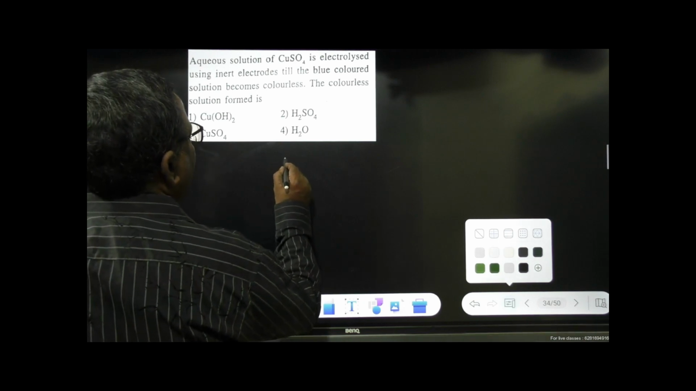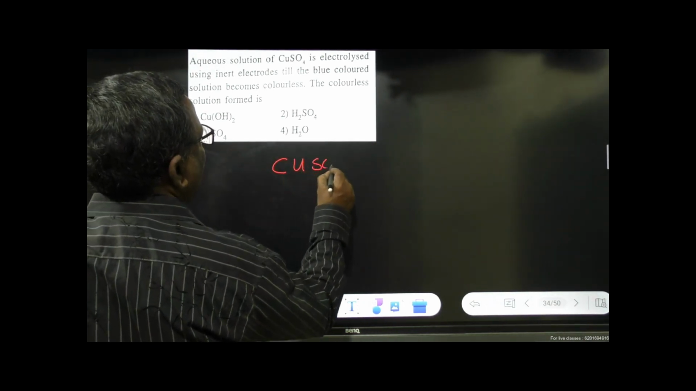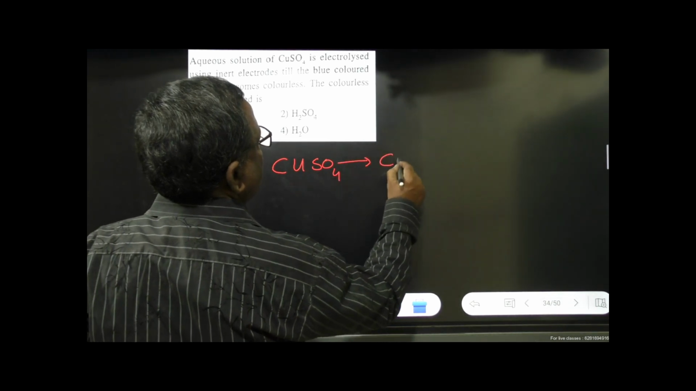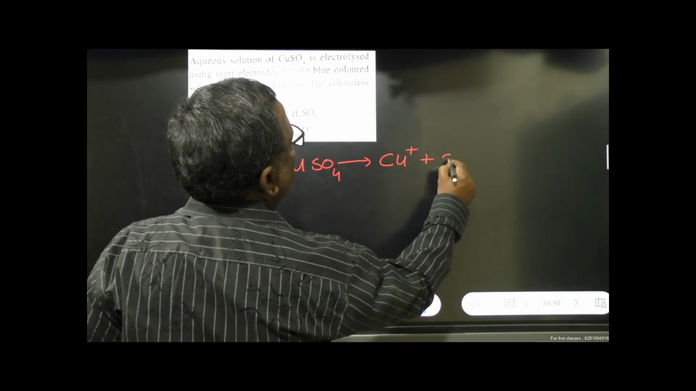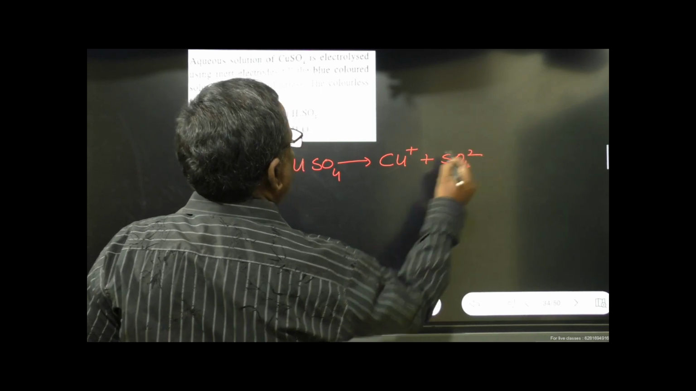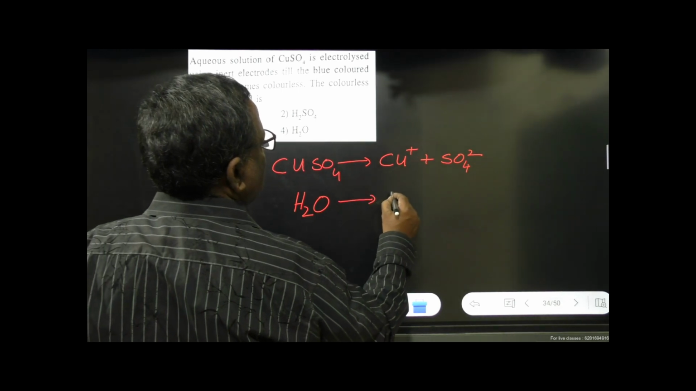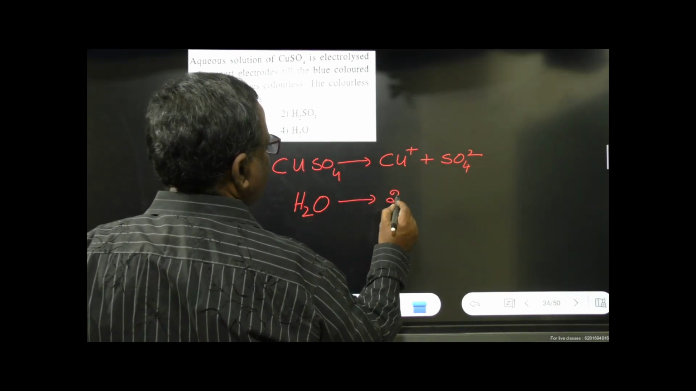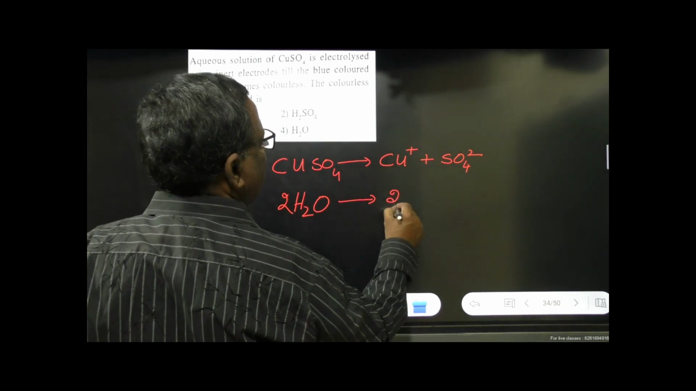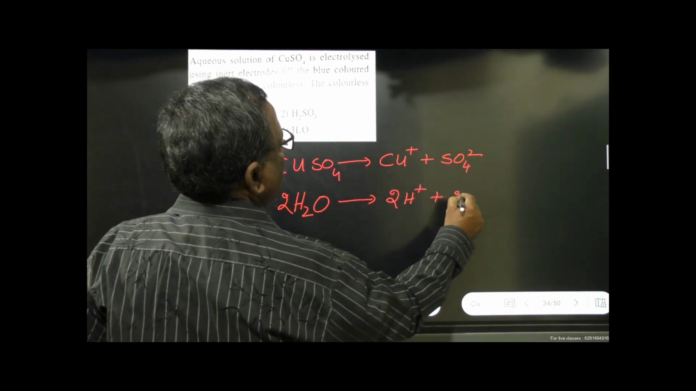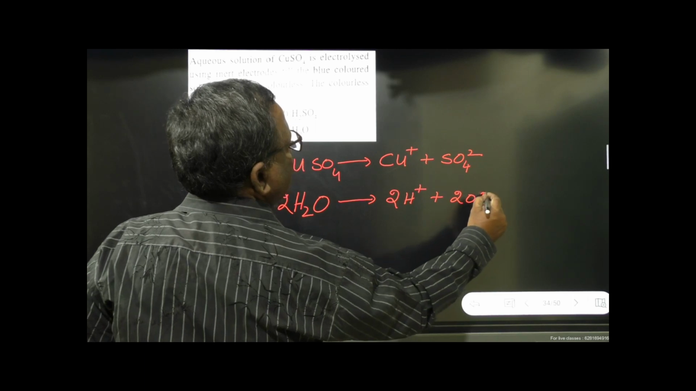Aqueous solution of CuSO4 is electrolyzed using inert electrodes till the blue color of the solution becomes colorless. The colorless solution forms. So aqueous CuSO4 means CuSO4 ionizes to give Cu plus 2 plus SO4 minus 2. Aqueous means H2O gives H plus, 2H2O gives 2H plus and 2OH minus.